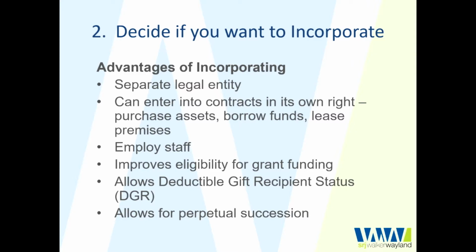It can enter into contracts in its own right, so it can purchase assets, it can borrow funds, it can lease premises, it can employ staff, it can apply for grant funding. It can also achieve deductible gift recipient status, which is tax benefits available to people who donate to that relevant organisation. And it allows for perpetual succession, whereby if your membership base changes, the entity still exists.